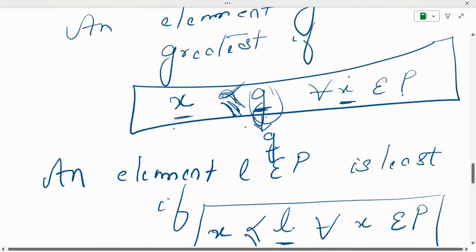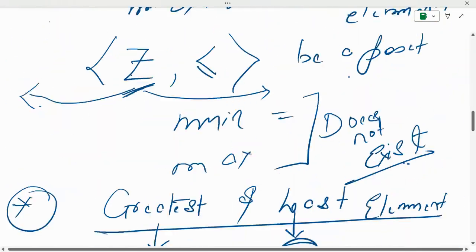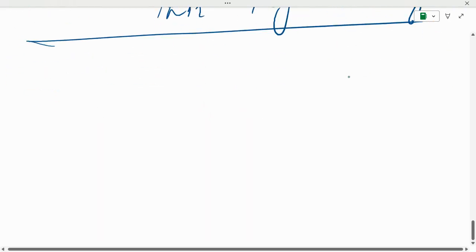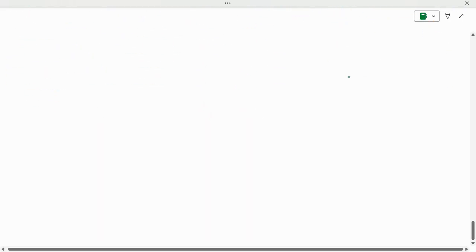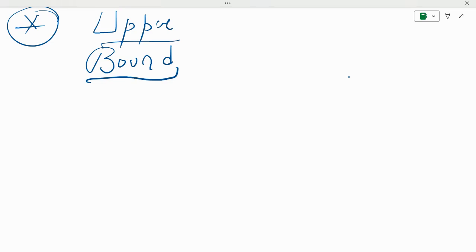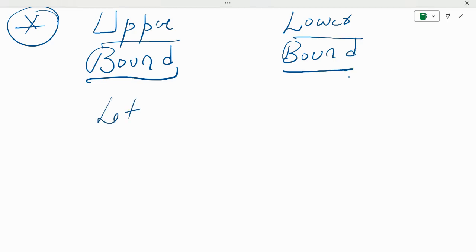So right now we have seen four types of special elements. Now let's see another two. It's not a special element as such, but it is an important feature. These are called upper bound and lower bound. An element is called an upper bound, and an element is called a lower bound. Let's see what that means. Let P, with this operation on P, be a poset.